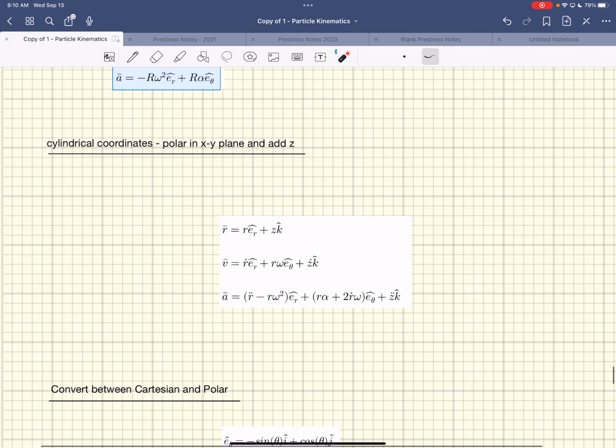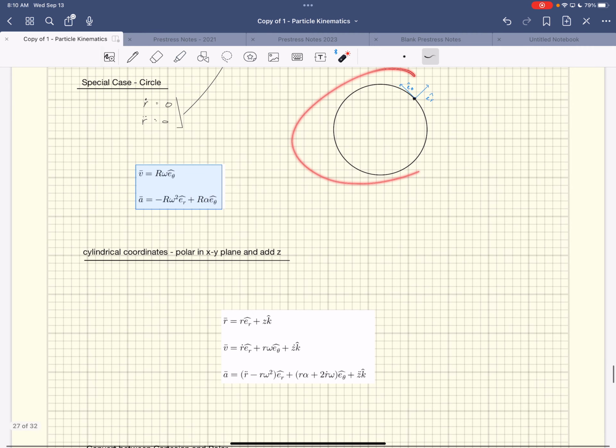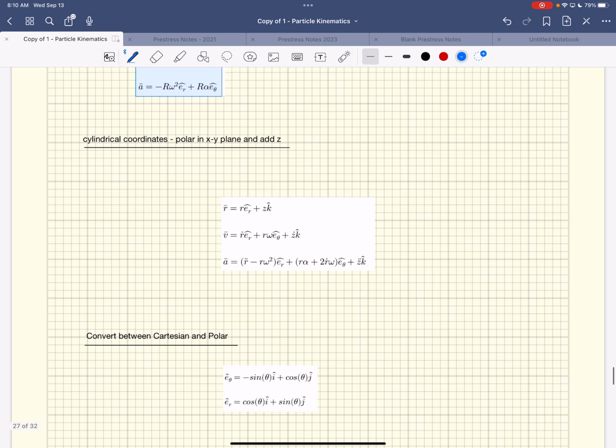Cylindrical coordinates. If you had cylindrical coordinates, that's basically just adding a z component to it. We're turning this guy into a cylinder. We're adding a distance into the board, and that's how you do these 3D problems. You would do it in cylindrical coordinates. What you do is you just add in a z component. You can see right here, your position is going to have R in the ER direction, and then we just add in a Z in the K direction.